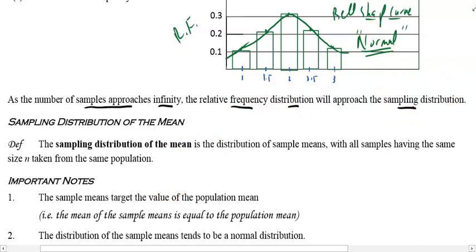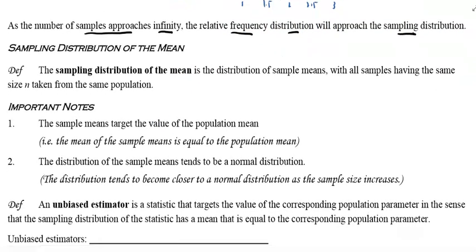So, sampling distribution of means: the sampling distribution of the mean is the distribution of the sample means with all samples having the same size n taken from the same population. So it's kind of like figuring out, on average, how much a restaurant sells per day, and you do that for 30 days. And now you're trying to figure out the average of the averages. That's kind of what you're doing.